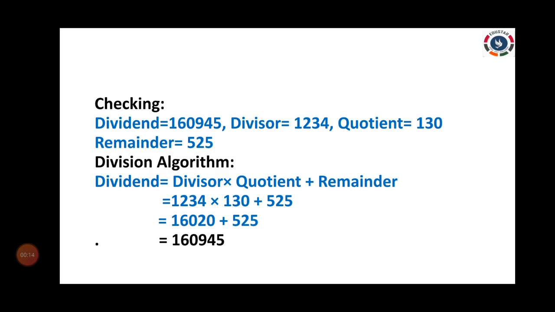Division algorithm. Dividend equal to divisor into quotient plus remainder, then equal to 1,234 into 130 plus 525. Then you multiply the two values first, 1,60,420 plus 525. Then add the two values. Finally you get 1,60,945. So the dividend and the answer you are getting are both equal. So your answer is correct.